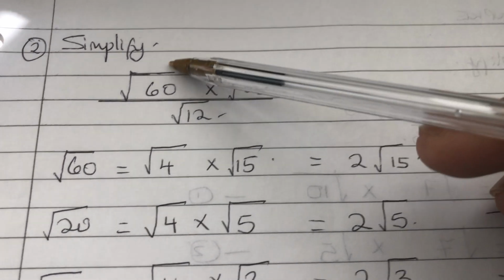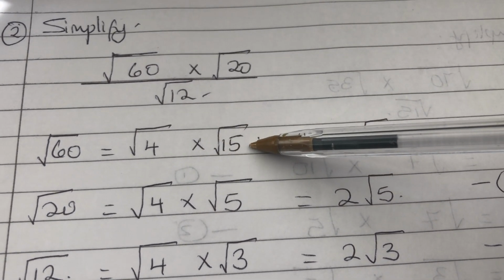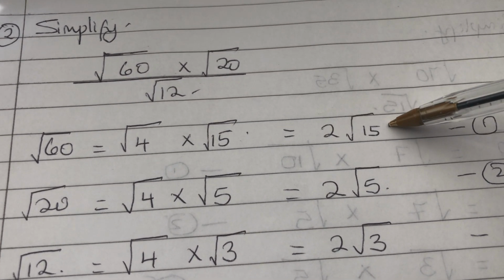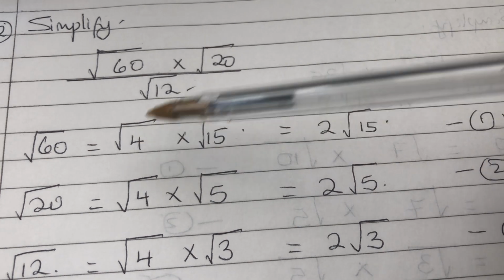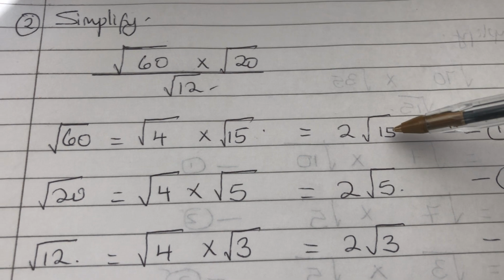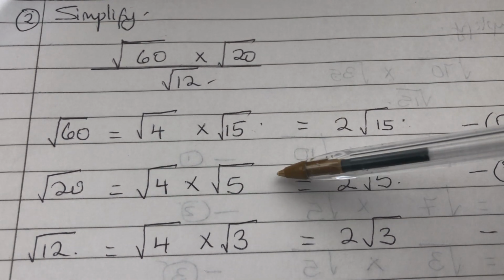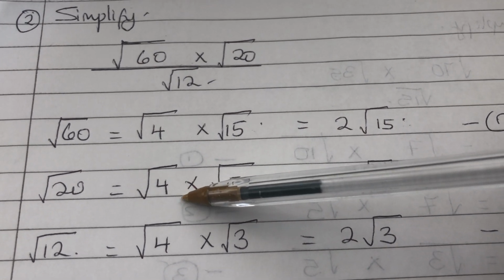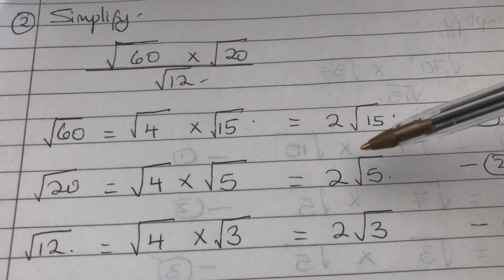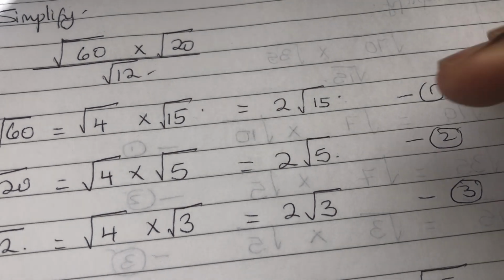Okay, so now root of 60 straight away. 60 is 4 times 15. Okay, so now here I have 2 root 15. Root 4 is 2, and then root 15. So in place of root 60, I'll put 2 root 15. Root 20 is 4 times 5. So I have 2 root 5. So for the numerator root 20, I'm going to put 2 root 5. Okay, I'll replace that with 2 root 5.